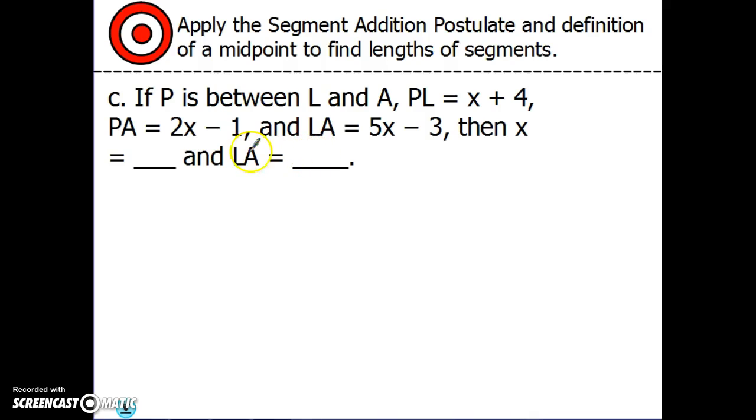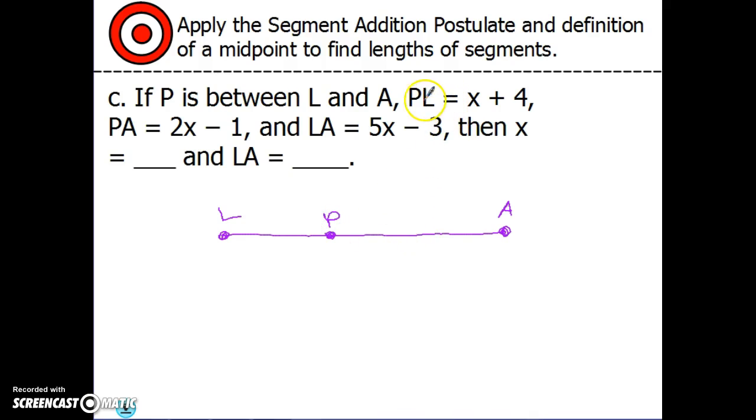All right. Here's a little blast from the past with algebra. We're going to throw some x's in here and set up some equations to solve. It's really cool how these equations come together with the segment addition postulate. So again, I've got a scenario. P is between L and A. I'm going to draw a diagram because that's the easiest way for me to see what is going on. So here's L, here's A, P is somewhere in between these.